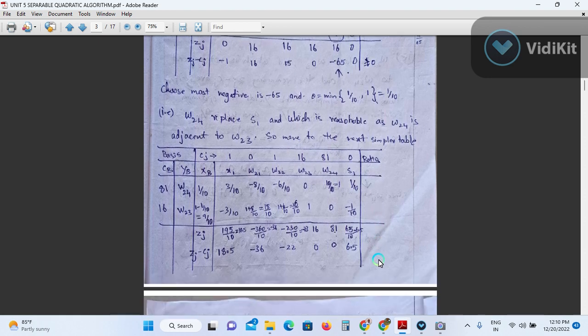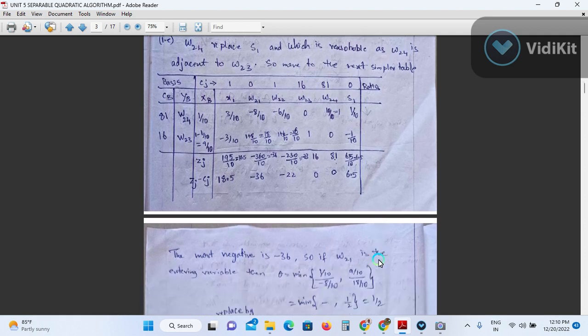Now I want to make these entries become 0. So how do you make it? This new row minus the old row of W23, right? Simple enough, no need for any other operation. Simply this entry minus this entry, so that this entry becomes 0. The same thing we have to do for the entire row. So you will get this nice entry, right?